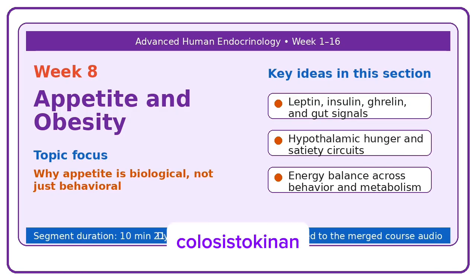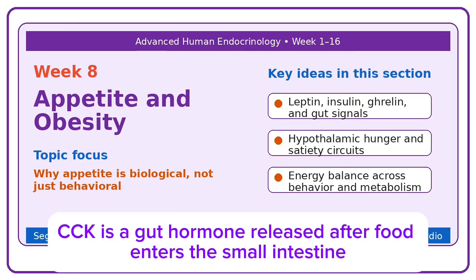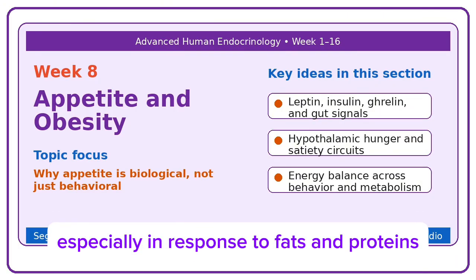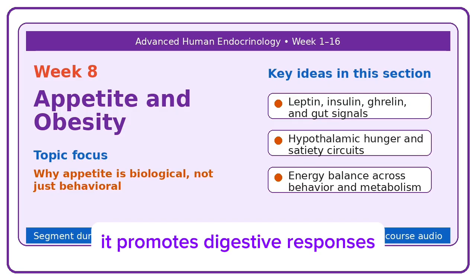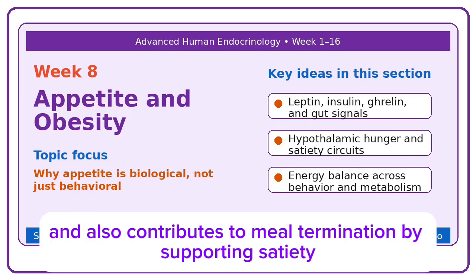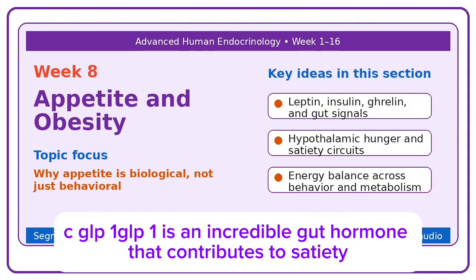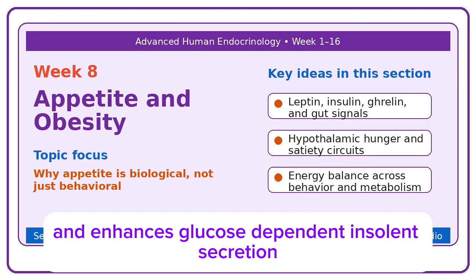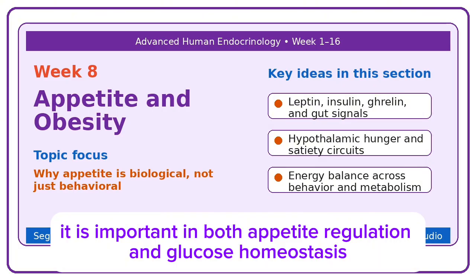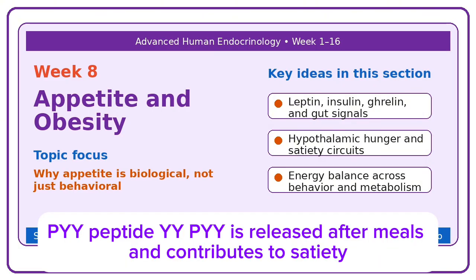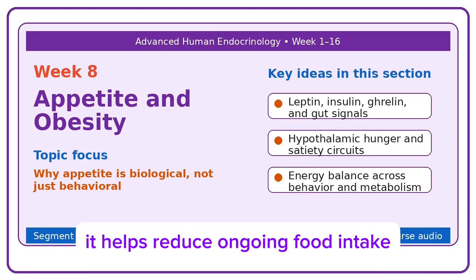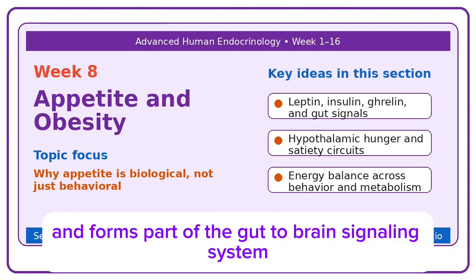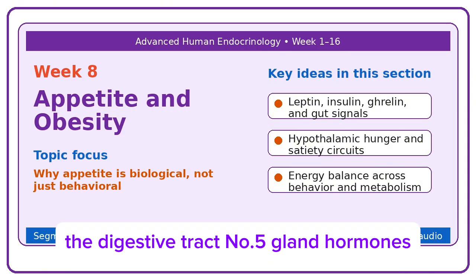B. CCK. Cholecystokinin, CCK, is a gut hormone released after food enters the small intestine, especially in response to fats and proteins. It promotes digestive responses and also contributes to meal termination by supporting satiety. C. GLP-1. GLP-1 is an incretin-like gut hormone that contributes to satiety, slows gastric emptying, and enhances glucose-dependent insulin secretion. It is important in both appetite regulation and glucose homeostasis. D. PYY, peptide YY. PYY is released after meals and contributes to satiety. It helps reduce ongoing food intake and forms part of the gut-to-brain signaling system that tells the body that nutrients have entered the digestive tract.